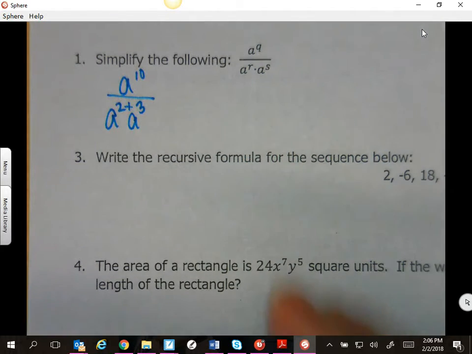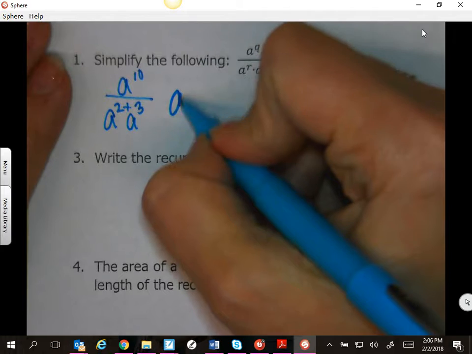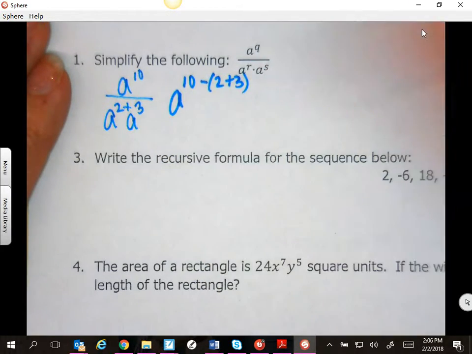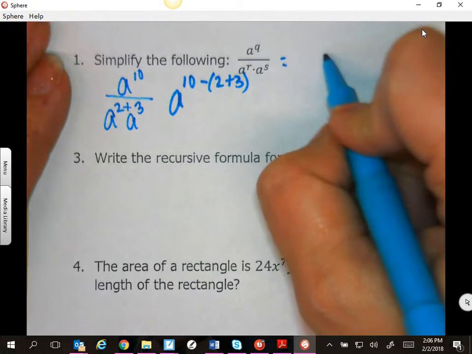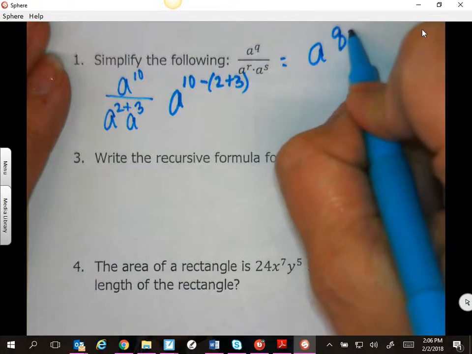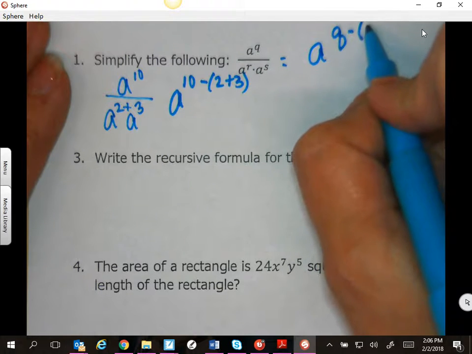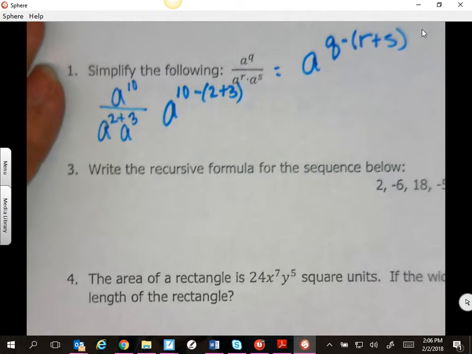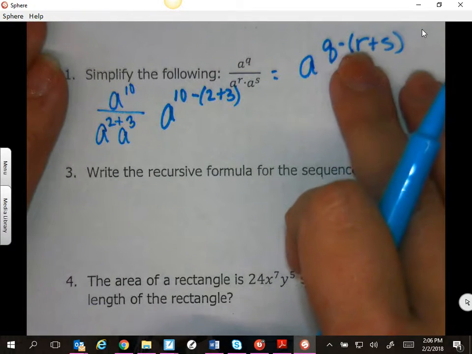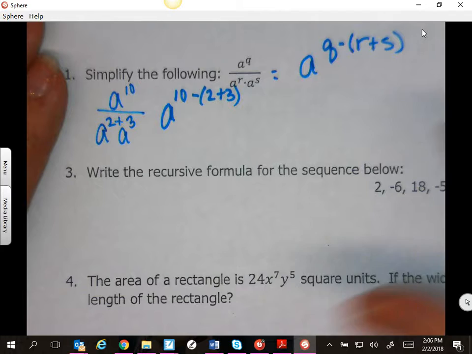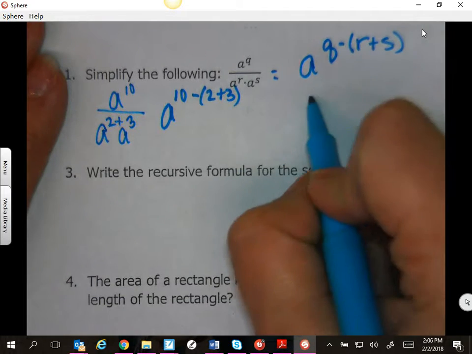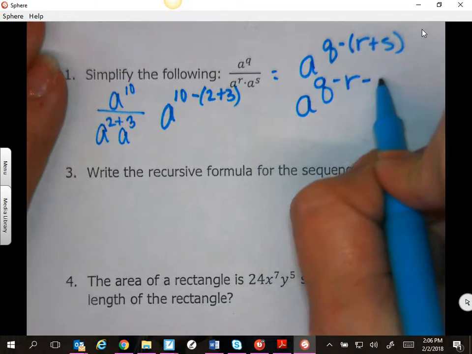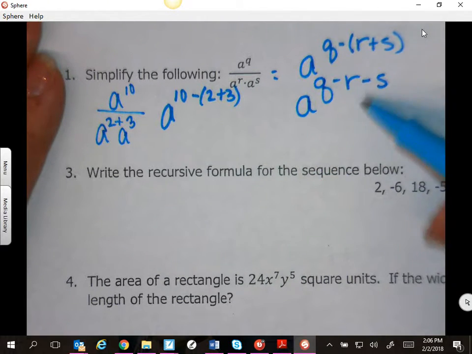So ultimately, we would have 10 minus 2 plus 3, which would be a to the fifth, but we're not needing to do that. So you can write q minus parentheses r plus s. You have to have these parentheses. Otherwise, you're saying q minus r plus s, which is a different order of operations. You could also write this as q minus r and then minus s.